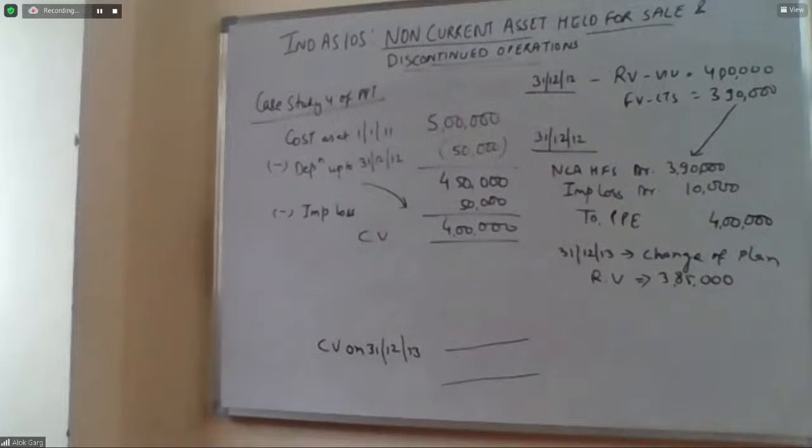Purushottam, what is the carrying value? Chavi, Ambika, Pujita, what is the carrying value on 31st December 13? Had this asset never been classified as held for sale?